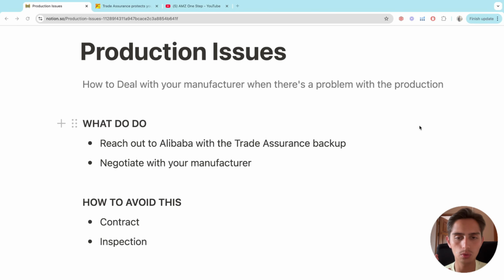So now you know what to do and how to avoid this in the future, so it doesn't happen again. Or if you're just watching this to be aware of what to do to avoid this, congratulations. You're never gonna have to go through production issues, because you'll have a contract and inspection. Okay, if you have an inspection, it's impossible that you have production issues, or at least major production issues, right? You may have some problems here and there, but that's fine. We all deal with that, so that's completely normal actually.